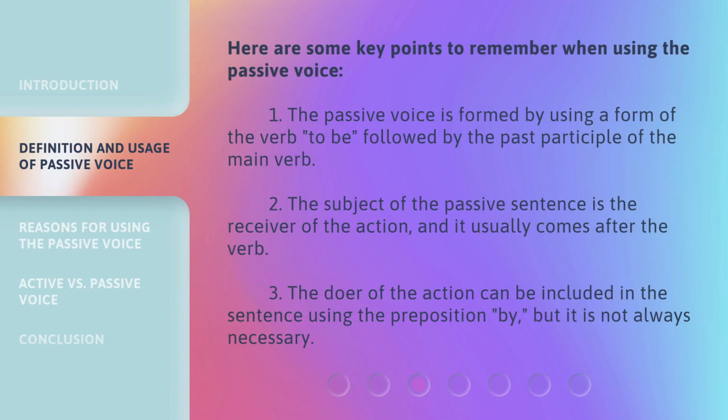Here are some key points to remember when using the passive voice. 1. The passive voice is formed by using a form of the verb "to be," followed by the past participle of the main verb. 2. The subject of the passive sentence is the receiver of the action, and it usually comes after the verb. 3. The doer of the action can be included in the sentence using the preposition "by," but it is not always necessary.